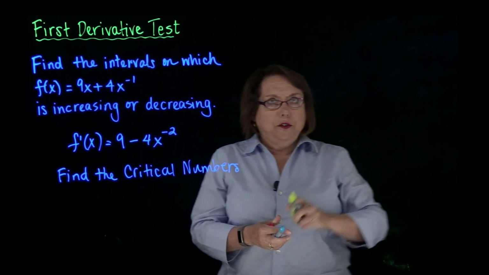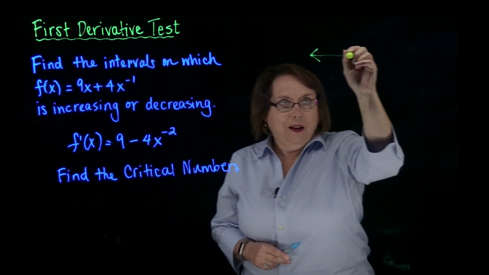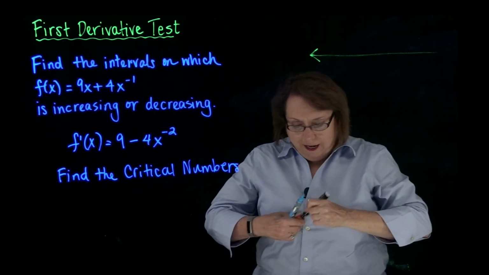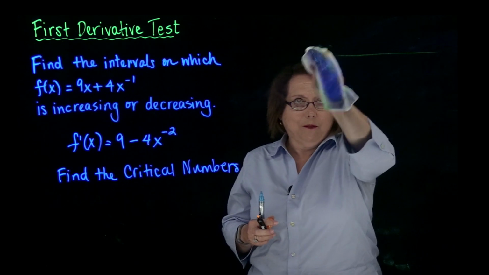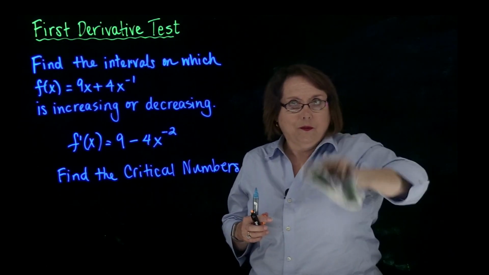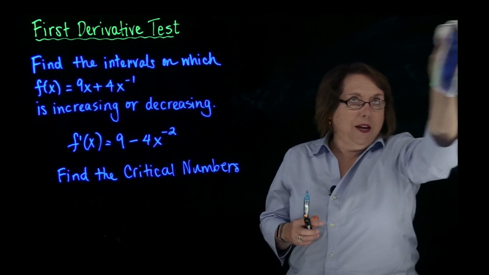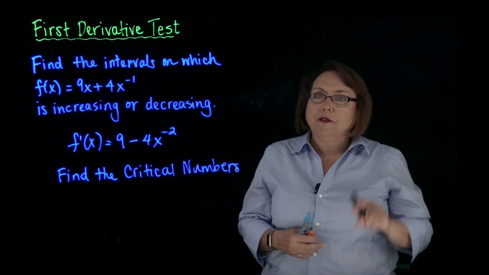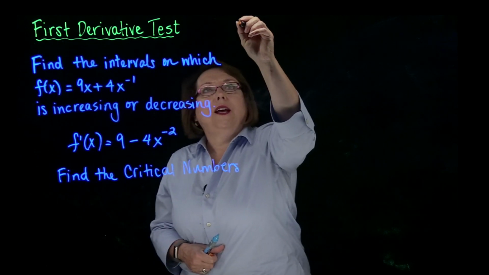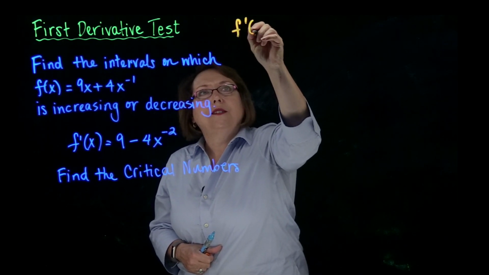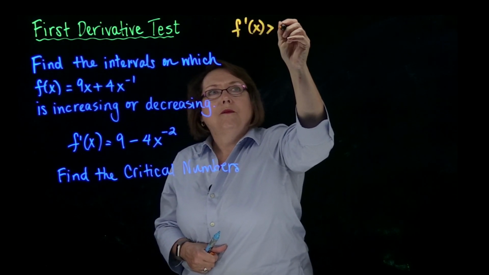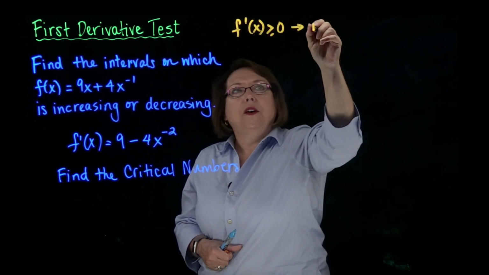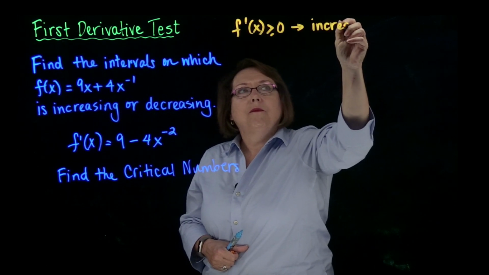So what we're going to end up doing is making, let's try a different color. We're going to make a number line here. And it's going to help us determine the sign of our first derivative. Because remember, we were told that if f prime of x is positive, non-negative, it means that the function is increasing.